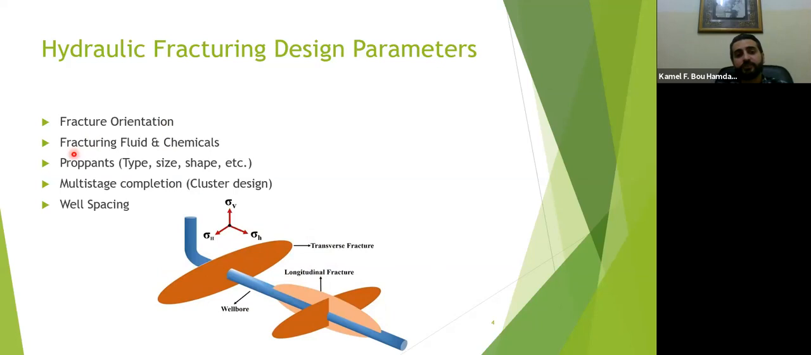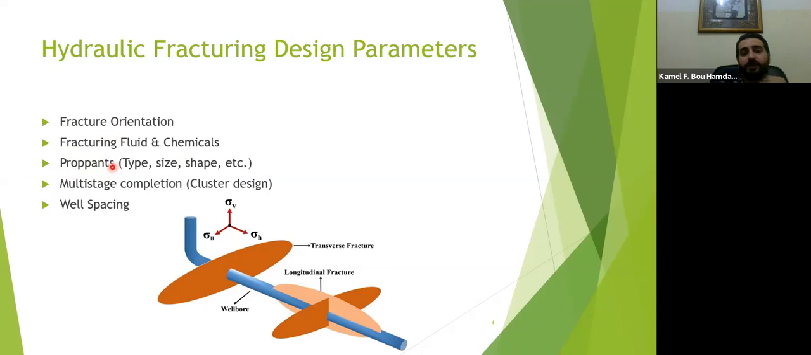Also, we have the fracturing fluid and the chemicals. We said that fracturing fluid is used to break down the rock, and it also transports the proppants into the fracture. Chemicals are used to decrease some problems related to fracturing fluids. Then we mentioned proppants. Proppants are the ones that fill the fracture and prevent it from closing down during production.